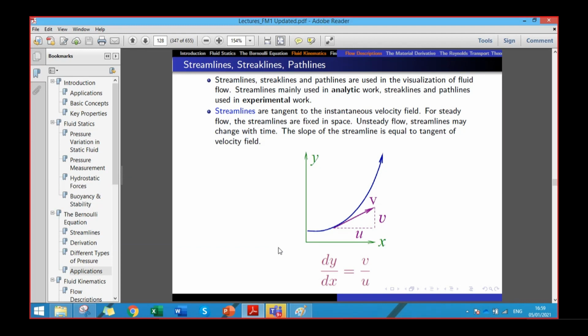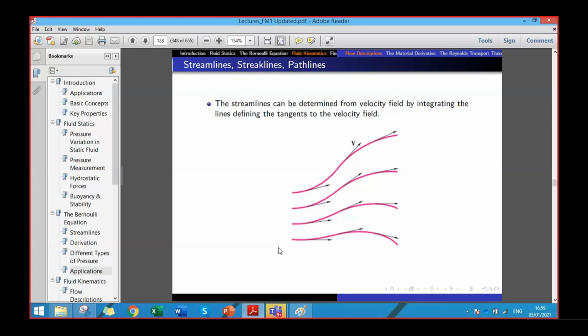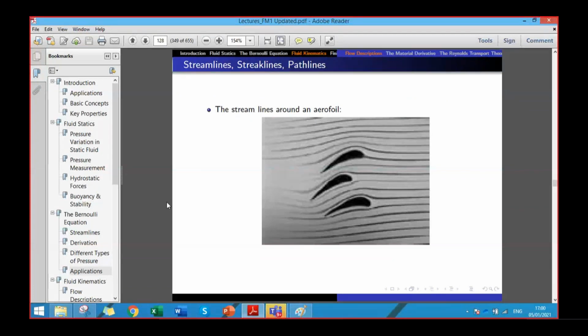The streamlines can be determined from the velocity field by integrating the lines defining the tangents of the velocity field. So if we have the tangent lines, we can define the streamlines. If I know tangents at all the locations, I can draw the streamlines because we know that velocity is tangent to the streamline. So that's just a theoretical concept. The streamlines about different flows have been visualized and discussed, like around an aerofoil, you will find streamlines like this.